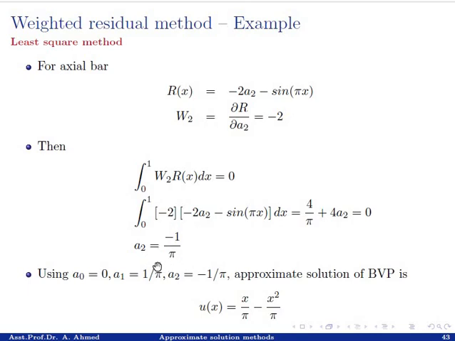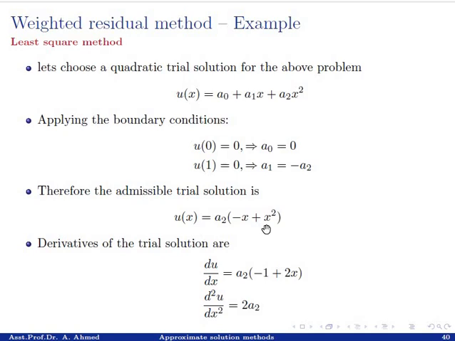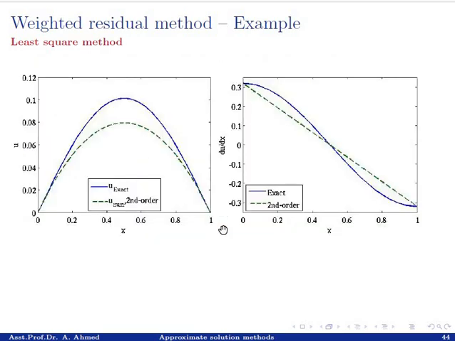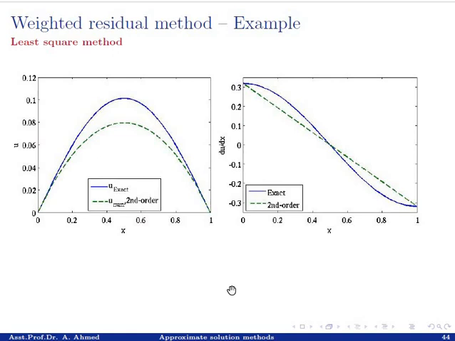Putting it back into the admissible trial solution, which was this one, put the value of a2 in this equation. That is the approximate solution of our differential equation. Now let's plot it against the exact solution. The exact solution is represented with the solid blue line, and the dotted line represents the approximate solution. I can see that it is representing the behavior somehow, but there is of course some error. It is not truly representing the behavior, or it is not the exact solution.